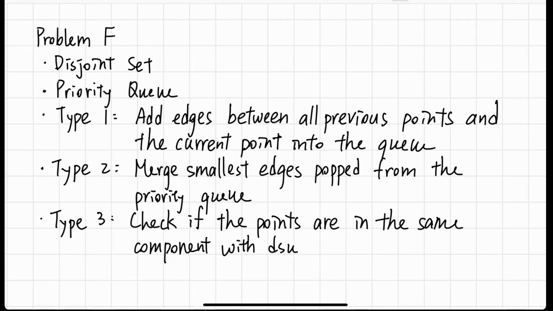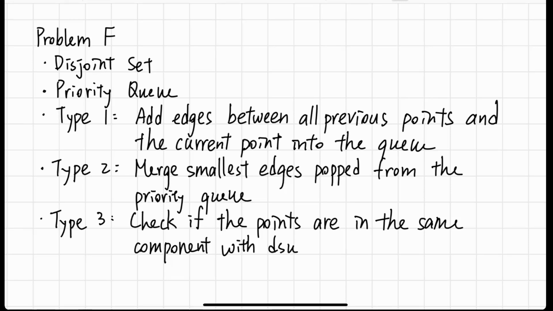Since we want to keep track of connected components and quickly unite two components together, we can use a disjoint set. And we want to keep track of the edges, the minimum edges for the type 2 query. Then we can use a priority queue to keep track of all the edges.